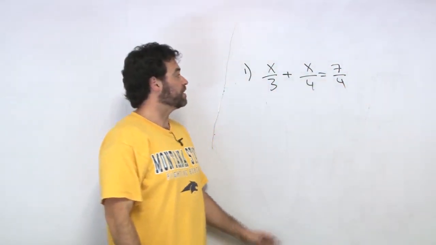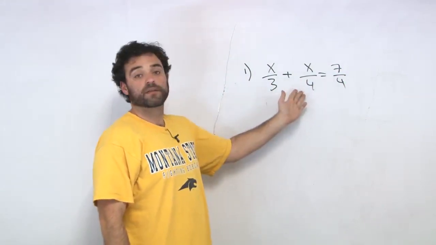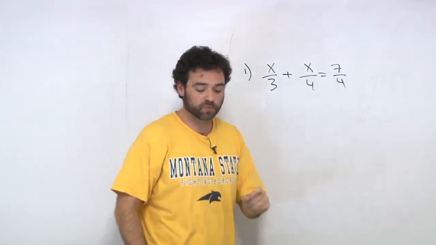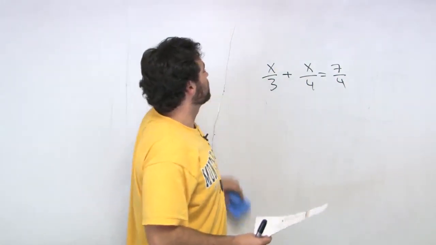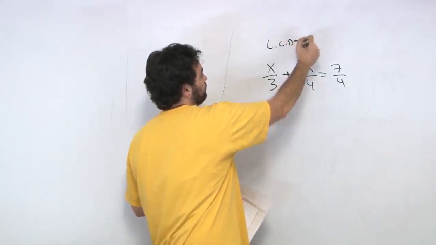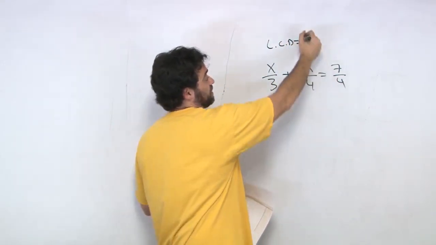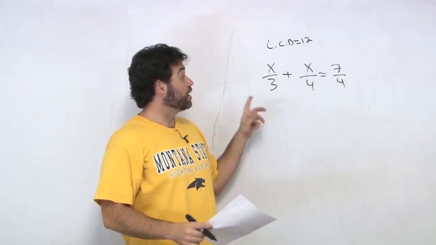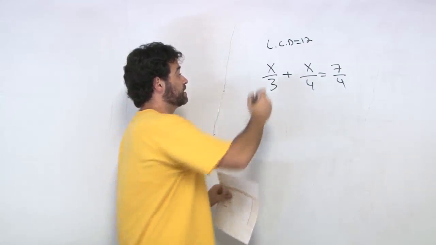Okay, so a lot of people would say, all right, let's combine the fractions, get it into one fraction, and solve. I'm going to show you the best way that I like to do it: multiply by the L.C.D. So we look at 3 and 4. The L.C.D. is 12. So we're going to multiply everything by the L.C.D. to get rid of it.